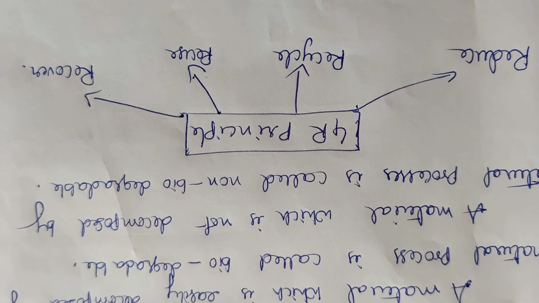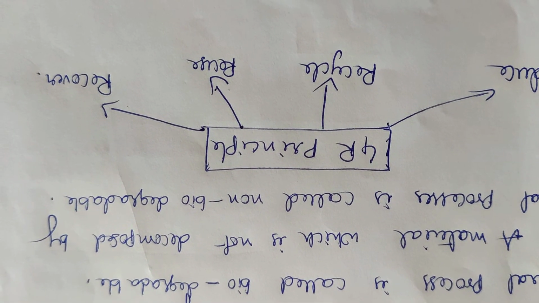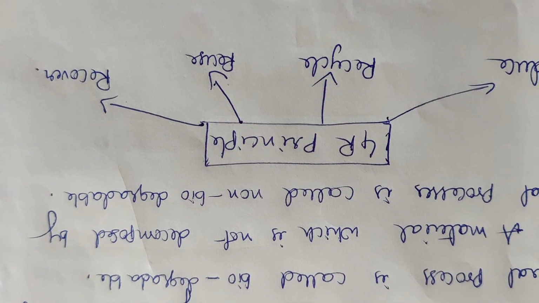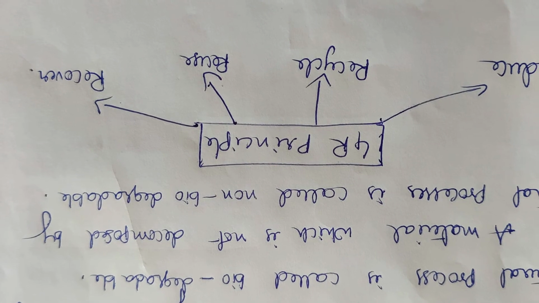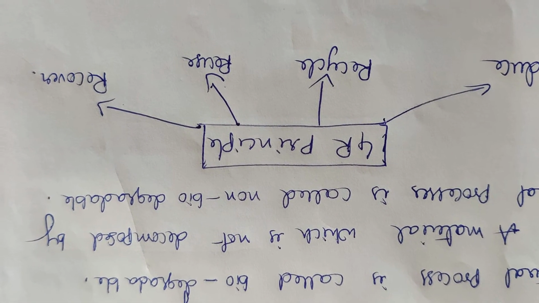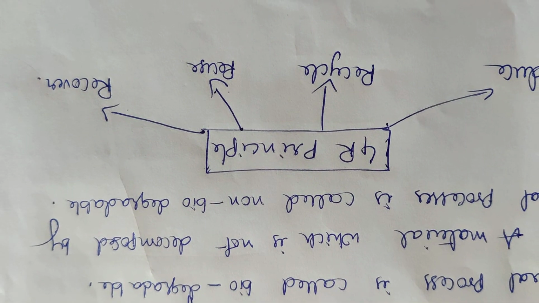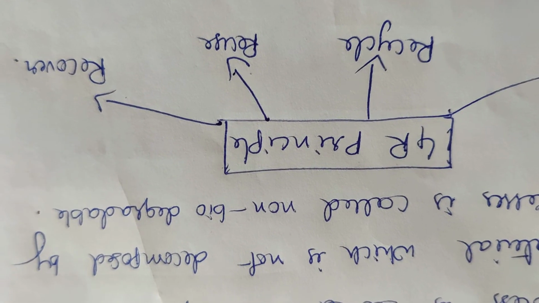Next, coming to recycle. The items after usage, we have to send for the recycling process, or otherwise you have to use them several times. Then you give them to either the poor or anyone, then send for reuse and recycle. Next, coming to recover.